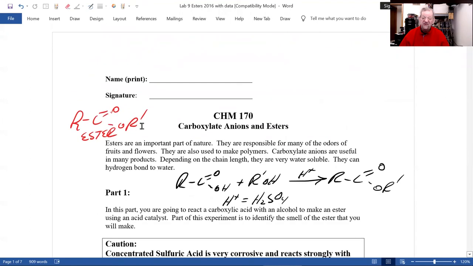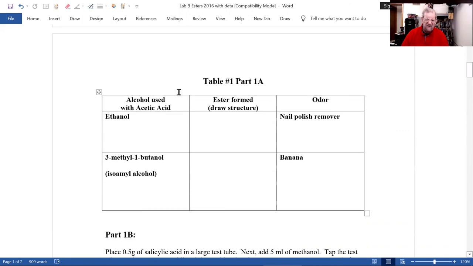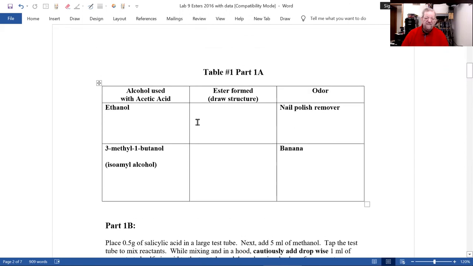And the nice thing about esters is they're responsible for the taste and smell of many fruits and vegetables. And you're not gonna be able to taste it because there's gonna be sulfuric acid in there, but you can smell it. And here I have examples, here are the different alcohols, acetic acid, you should know the structure of. For table one, make sure you draw the esters here because we're not in the lab. I'm giving you what it smells like.